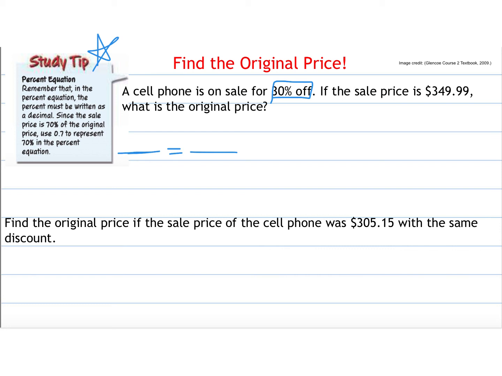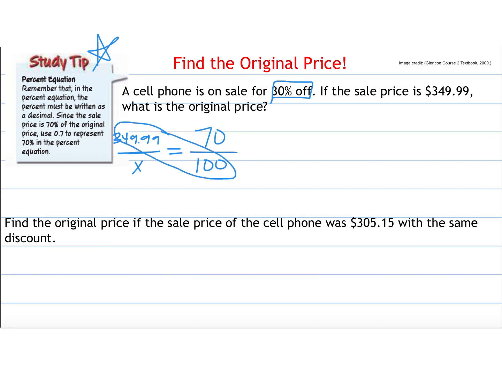And let's fill in. So our percent over 100, again, we are paying 70% of the original price. So that's what we use, not the 30%. Okay. Now, the sale price, is that part of the original price or is that the whole original price? Since that's only part of it, that's going to go here on the top. And the whole, or the original, that's what we're looking for. So now we're going to do our cross multiplying.